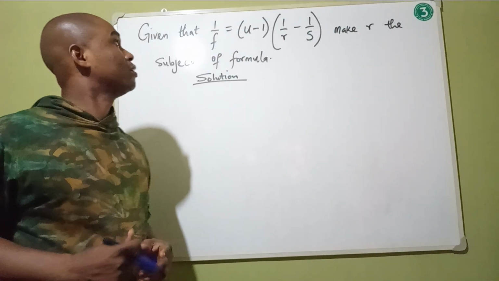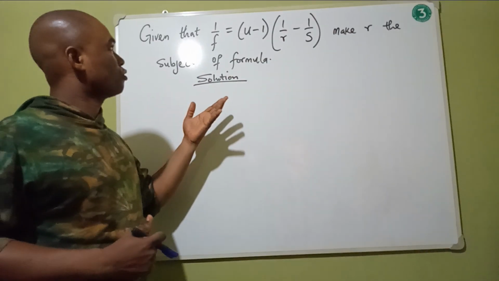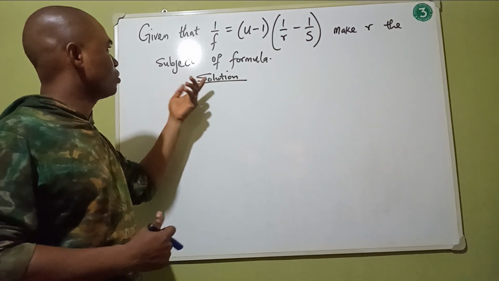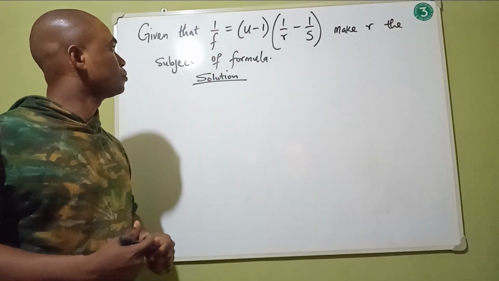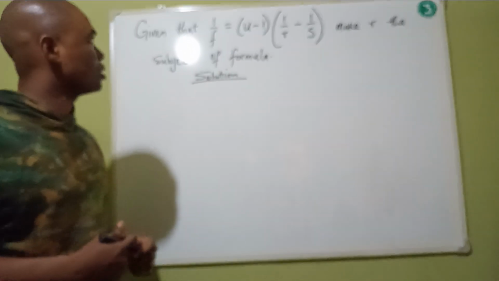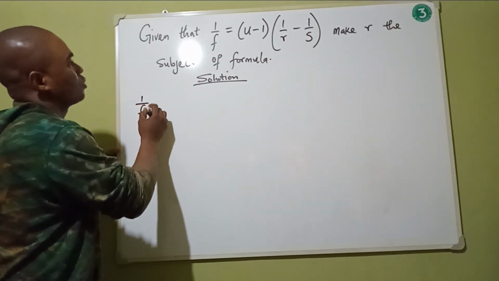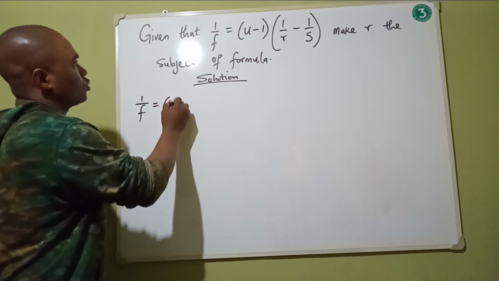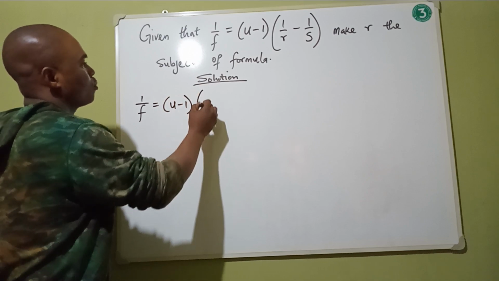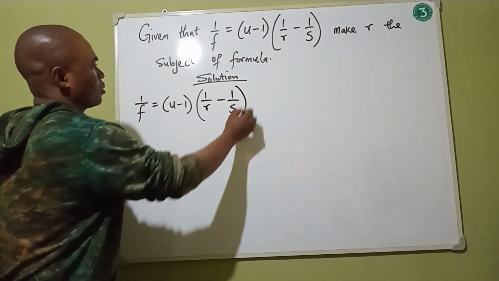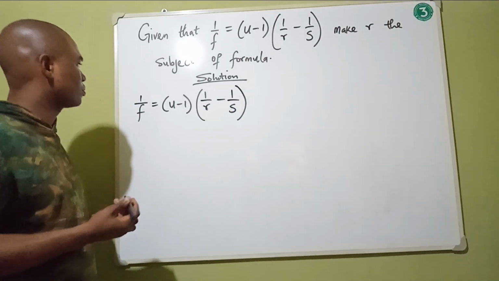Good day, everyone. We want to solve this problem. We want to make r the subject of the formula in this problem. Now, let's proceed. We are given 1 over f is equal to (u minus 1) times (1 over r minus 1 over s). We are given this.